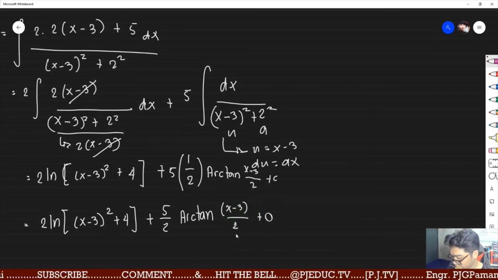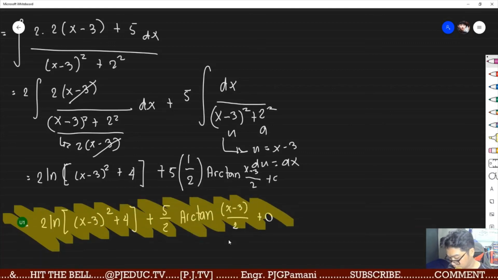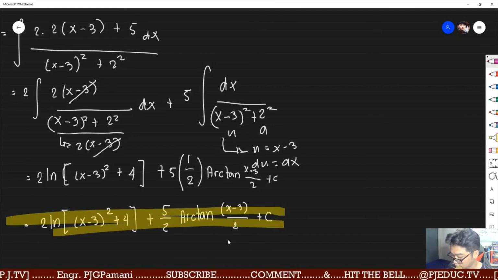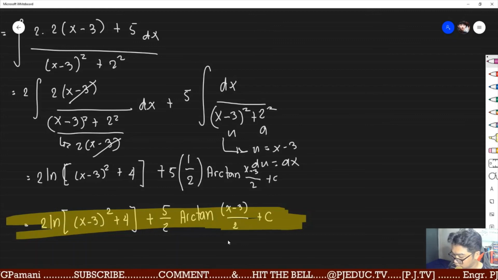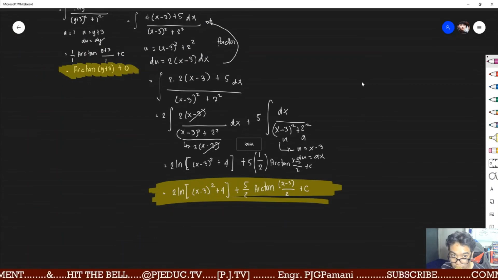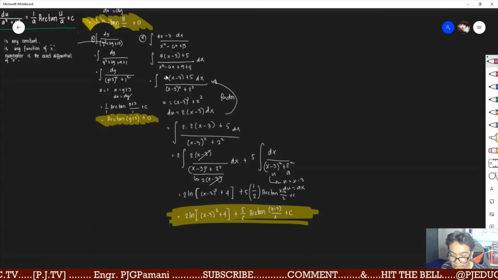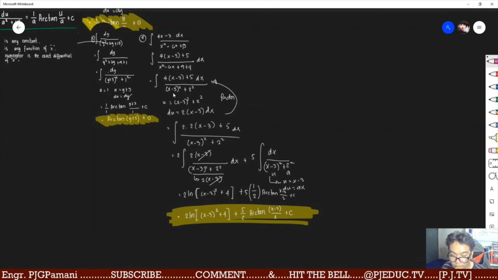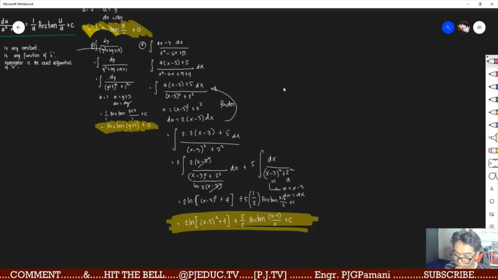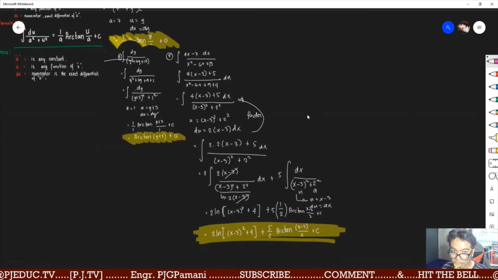So, yun na yung ating final answer. So, yan na po yan. Kung di mo mahanap yung similarities, try to factor it out. Perform basic completing the square and trinomial completion of square. Then, makikita mo pa rin naman yan.